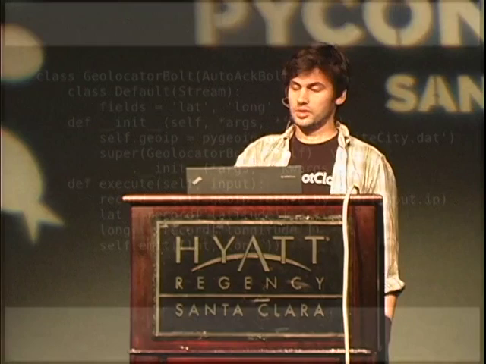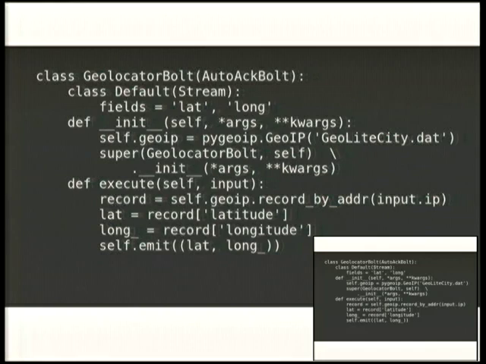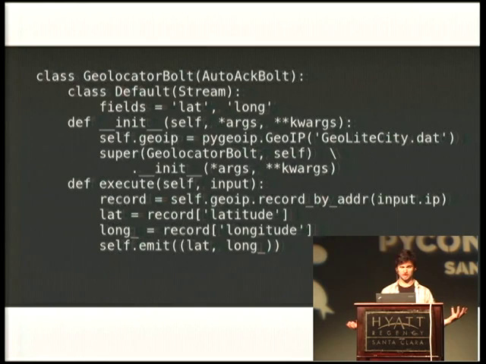So the geolocator bolt is the next one up. And it's a little bit longer. Still not too bad for a slide. So again, we have a default output stream, and it defines two fields called lat and long, because they fit on a slide better. And it just calls the PyGeoIP database thing that you can download for free. Thank you, whoever did that, to geolocate it, and then emits latitude and longitude as a tuple.